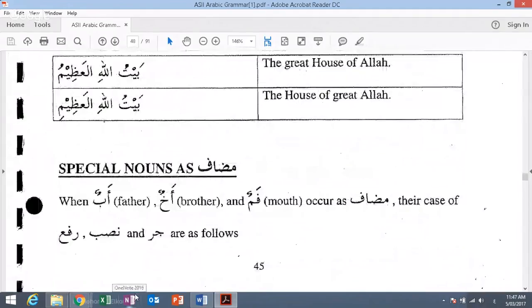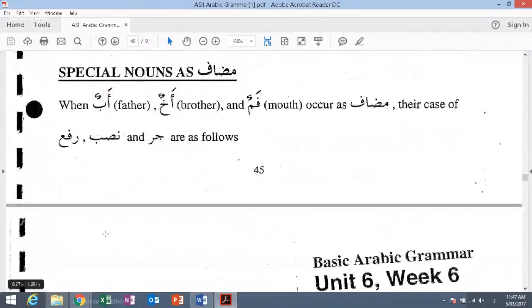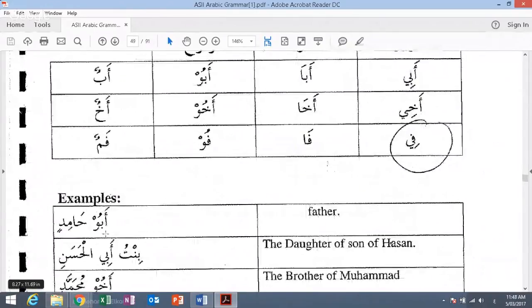And then we have learned about the i'rab of abun, akhun, and famun. In the rafi case, abun becomes abu, akhun becomes akhu, and famun becomes fu. In the nasbi case, abun becomes aba, akhun becomes akha, famun becomes fa. And in the jarri case, abun becomes abi, akhun becomes akhi, famun becomes fi. MashaAllah. Clear?